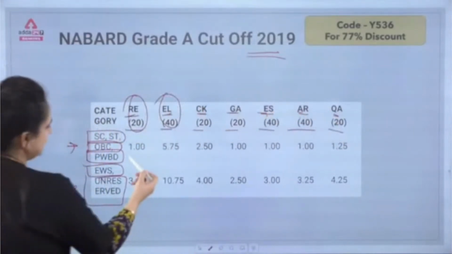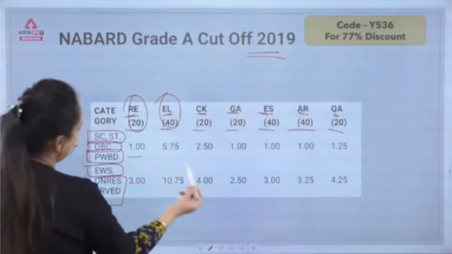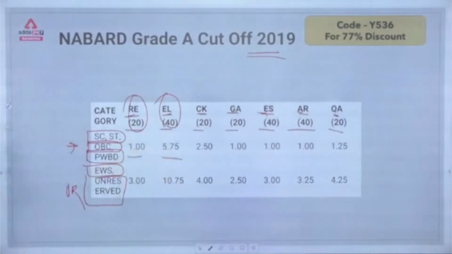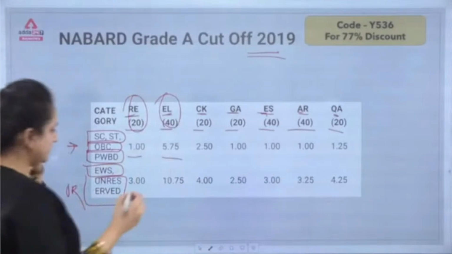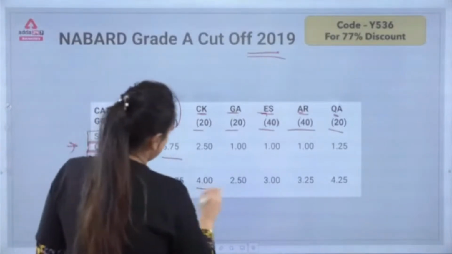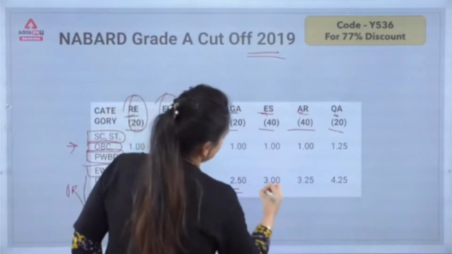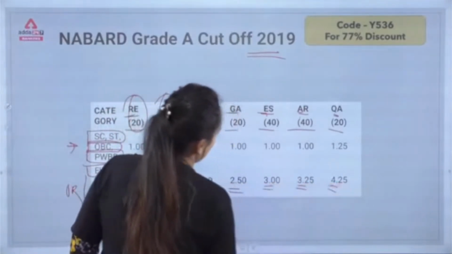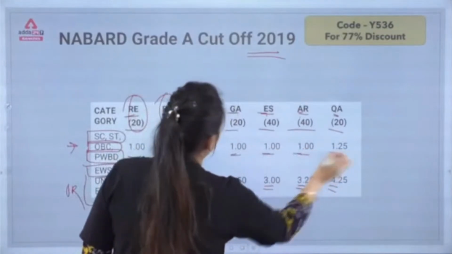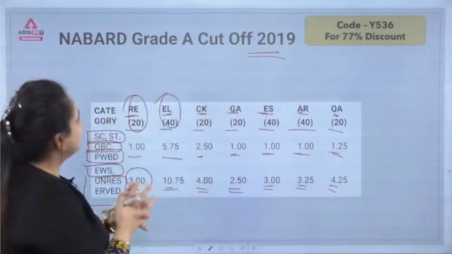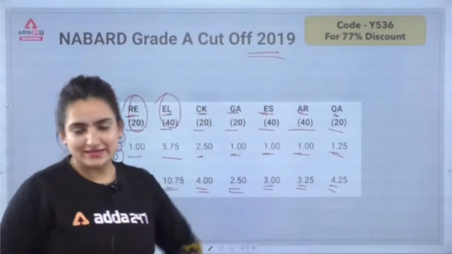Again, this is 1, 5.5, 5.75, 2.50, 3, 10.75, 4, 2.50, 3, 3.25, 4.25, 1, 1, 1, 1.25. Again you have to analyze. This is the grade A cutoff for 2019.